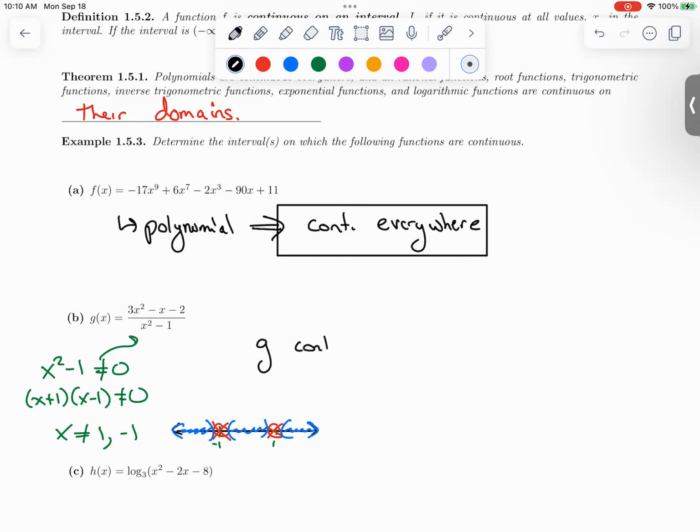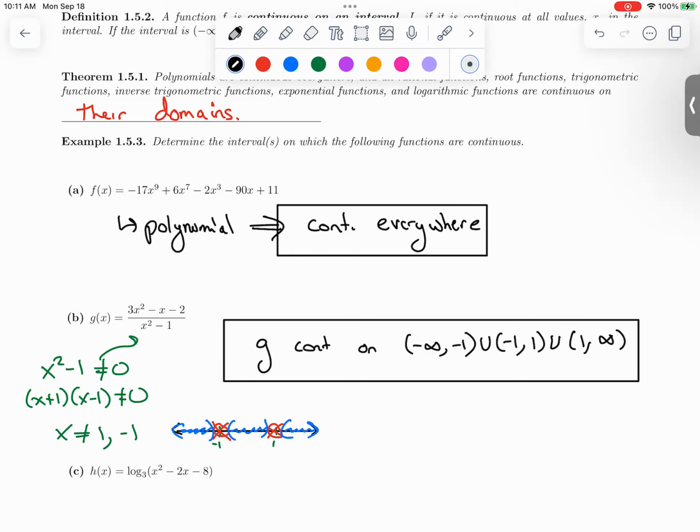So G is continuous on (negative infinity, negative 1) union (negative 1, 1) union (1, positive infinity). Can't have x equaling 1 or negative 1. Those are the only issues. Everywhere else is fine.